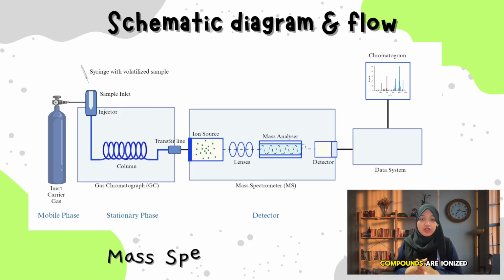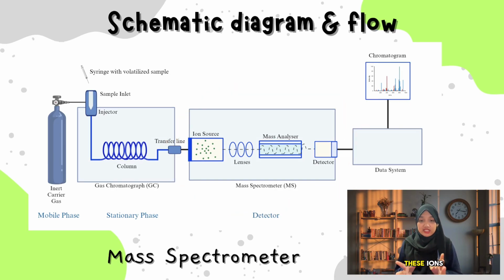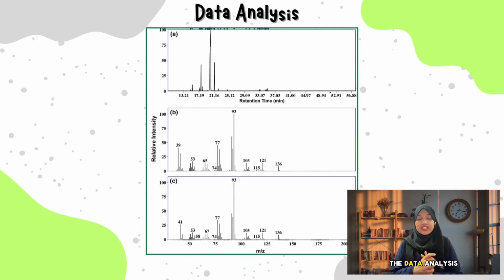In the MS, compounds are ionized in the ion source. The resulting ions are focused by lenses and separated in the mass analyzer based on their mass to charge ratios. The detector records these ions. The detector sends data to a computer system which produces a chromatogram and mass spectra for compound identification and quantification. Let's walk through the data analysis of GCMS and what information each tells us.